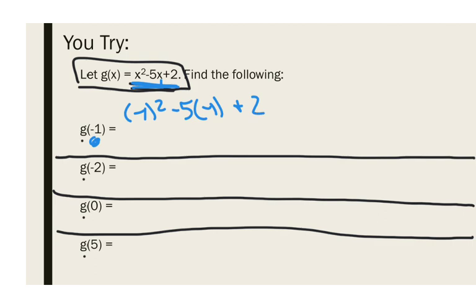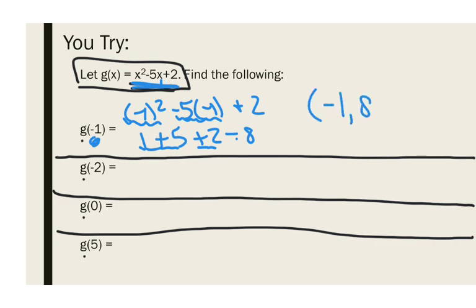So now it's an order of operations problem. So negative 1 squared is positive 1. Negative 5 times negative 1 is positive 5. And then just bring down the plus 2. So now left to right, 1 plus 5 is 6, plus 2 is 8. So your ordered pair here is negative 1 for the x and 8 for the y.